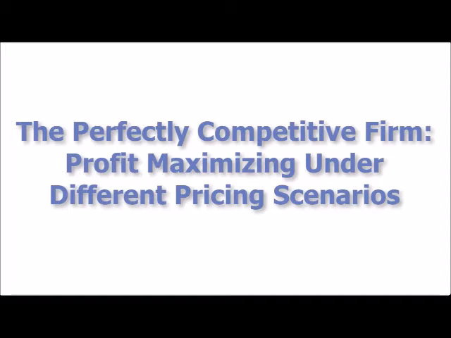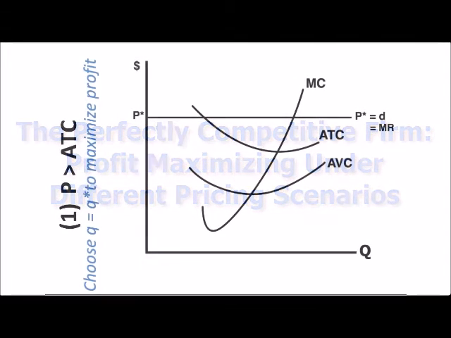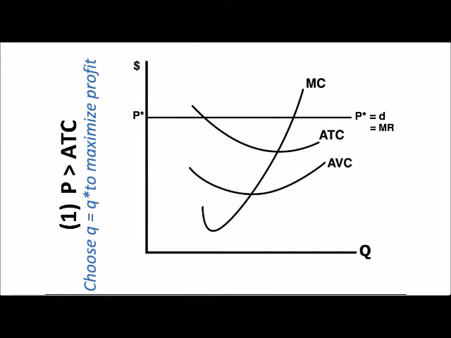Pricing scenarios, and we already have one of them out of the way. For homework, you had already done scenario 1, the perfectly competitive firm that is making money, that has a price that's greater than average total cost. I know that you have already done that. It was in episode 26. That's the example that was shown in that video.